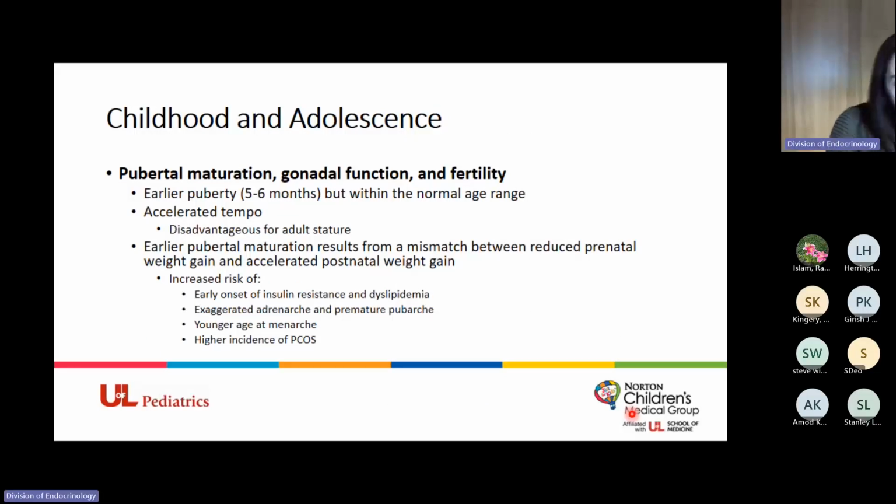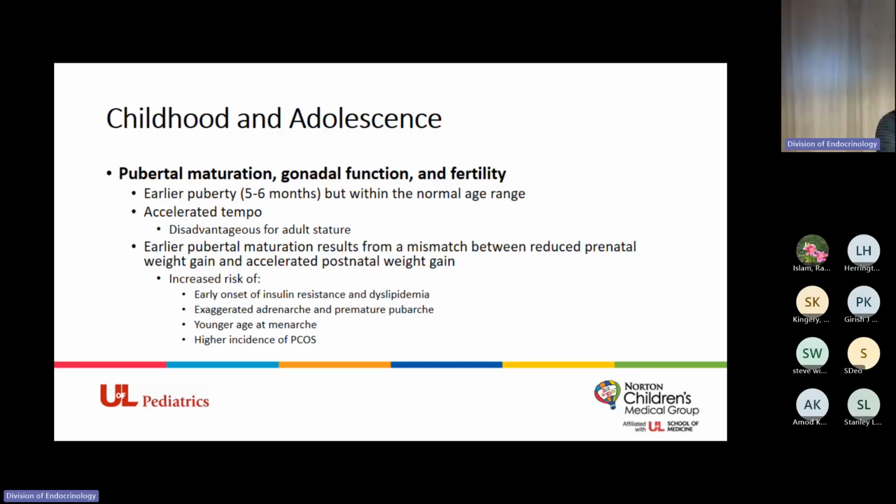Now, as far as puberty, gonadal function and fertility, some of the things that we see that are more common in females is early onset of puberty. This is typically not abnormally early, but it's about 6 months earlier than average.